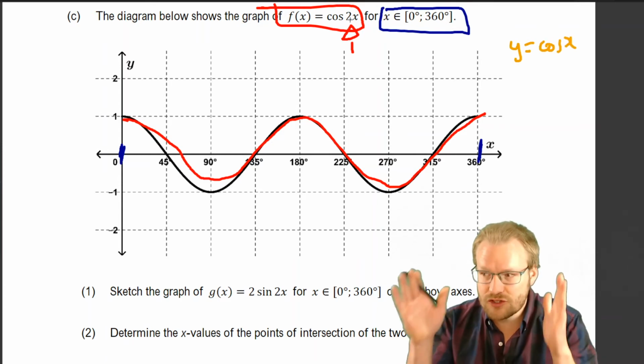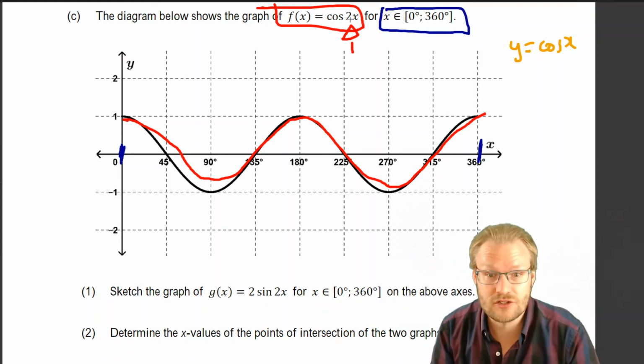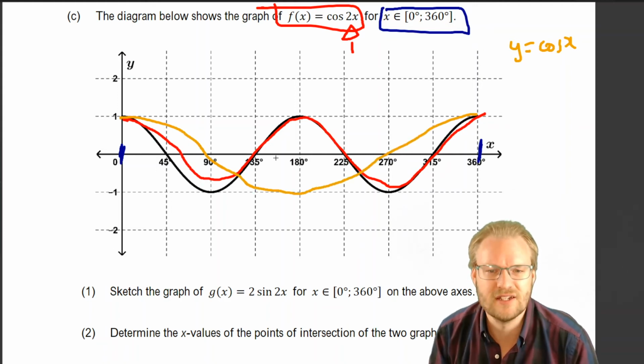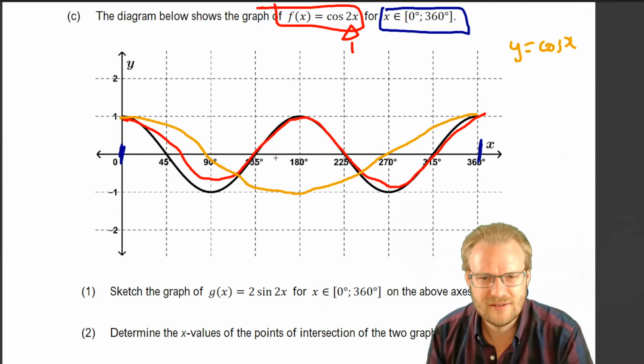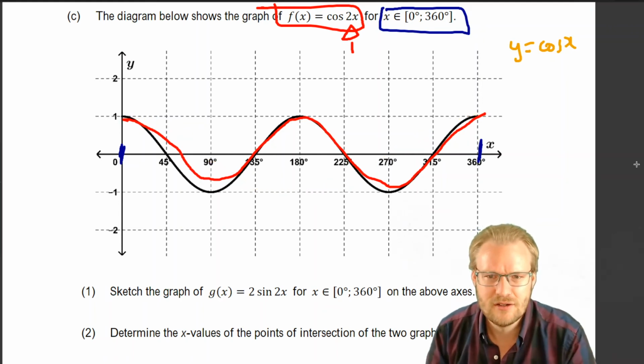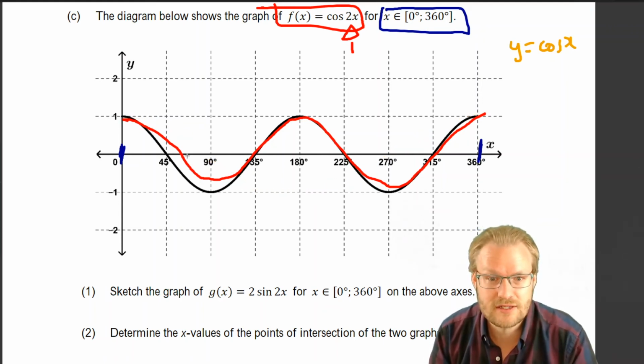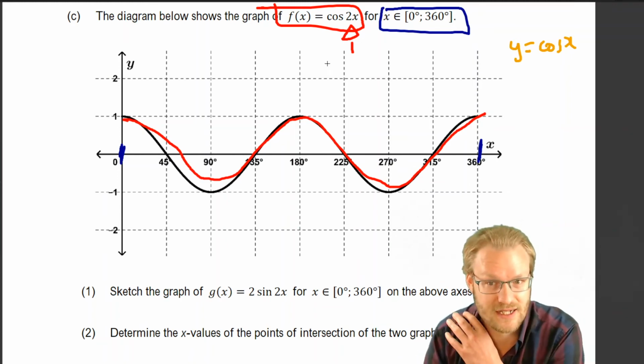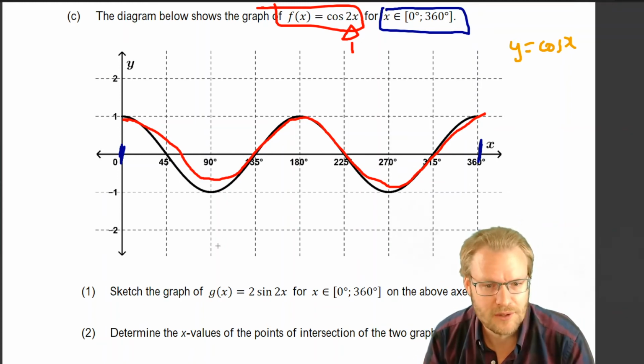Well, the 2 changes the period, so it squishes it. Notice that y equals cos x would have gone here and here and here and would have fitted in just once. Whereas y equals cos 2x, here it is, and then again. So it's repeated twice in that time. So that's what our 2 is doing.